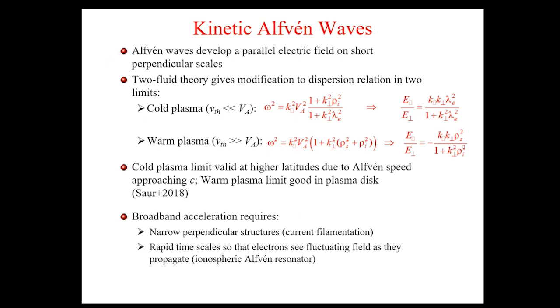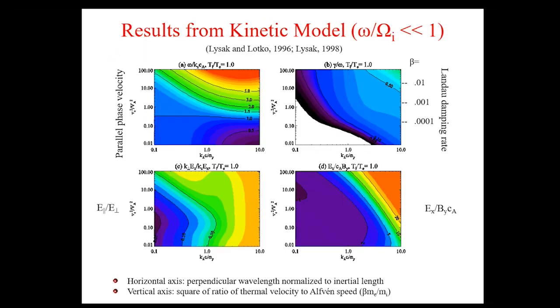And so this gives us this small scale, which then means that we need narrow perpendicular structures, or filamented currents, and we also need rapid time scales, and those are the ones that can be produced by this resonator. In the interest of time, you can look at these computations of the full kinetic dispersion relation, including the damping rate and the E over B ratios, which again are a really nice way of identifying Alfvén waves, kinetic Alfvén waves, if you have electric field data.